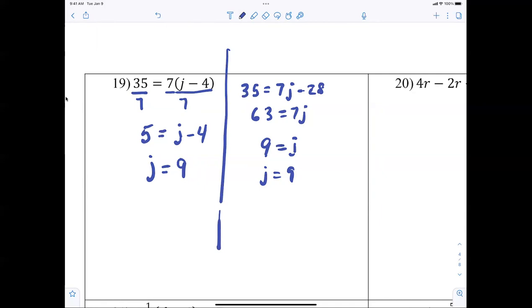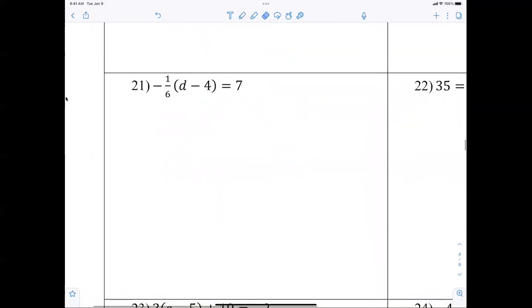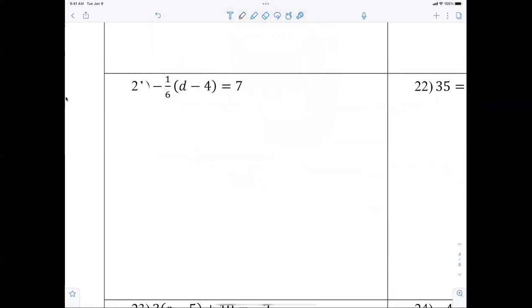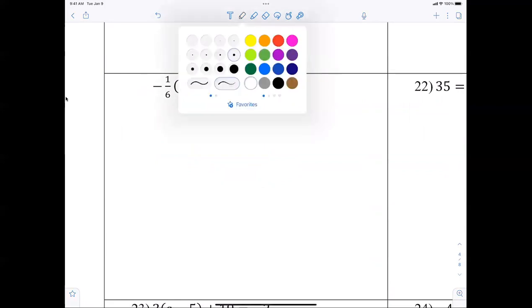All right, here we go. Come on now. 21. What are you thinking here? Yes, I'm okay with being kind of confused. So what I'm going to do is get rid of this piece right here. So we can show you. What could I do to both sides to make this problem easy so I wouldn't have to deal with the fractions?